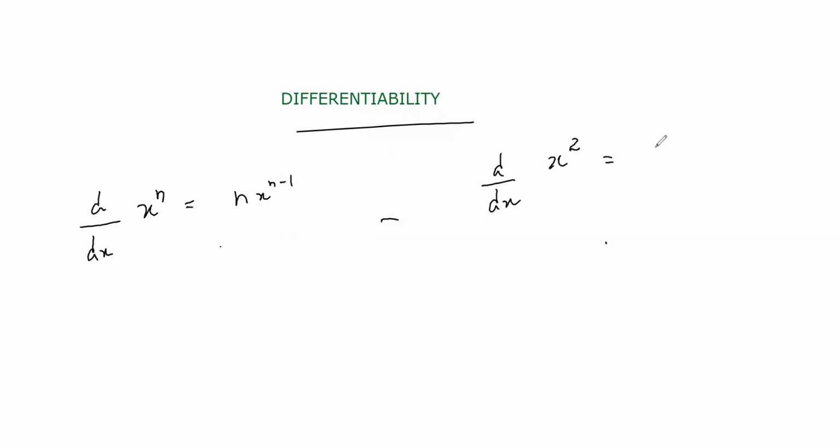n is equal to 2. So 2x power 2 minus 1, that is 2x. I'm sure that everyone knows this part. Correct? And differentiation of a constant is 0. What is it? Differentiation of a constant is 0.